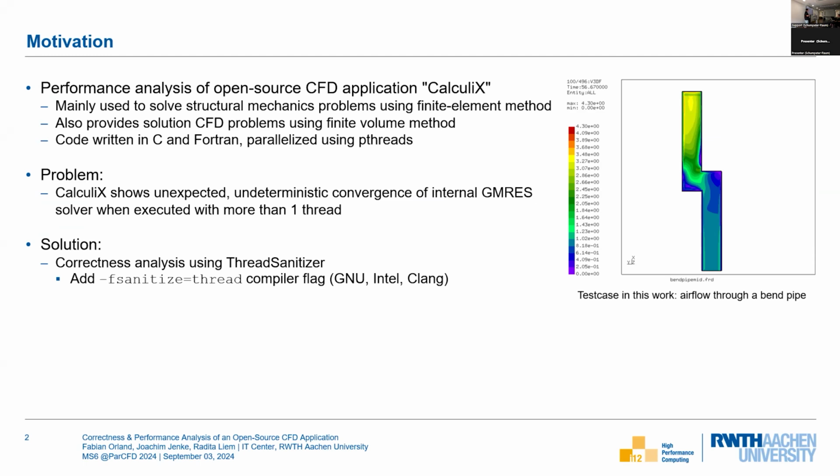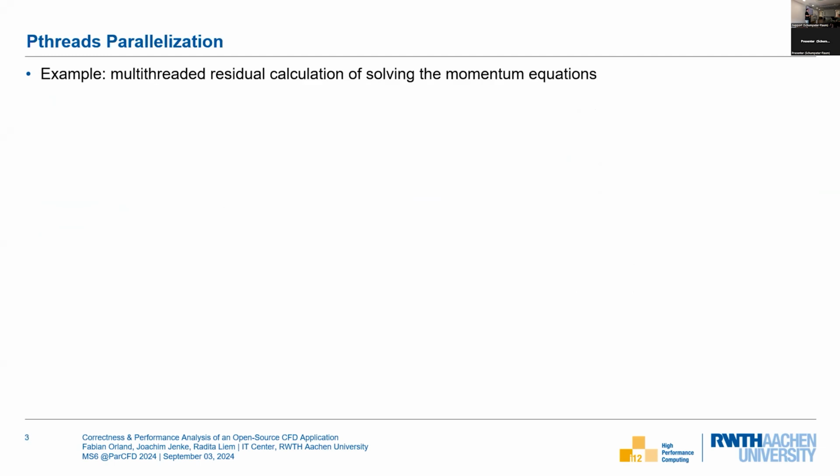You add the compile flag -fsanitize=thread, and this is supported by all of the recent GNU, Intel and Clang compilers. So if you have any issues, you can just use it and it will tell you where the issue is, hopefully. But before we can dive into the correctness analysis, we first have to learn how the parallelization inside Calculix works, because it's a little bit complicated and it will be easier to understand the next slide if we first understand how it's parallelized.